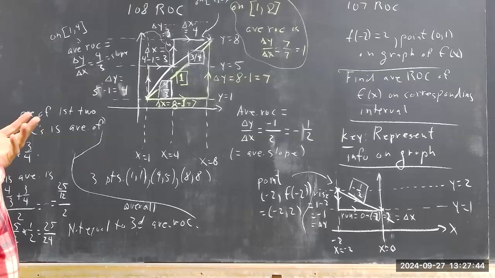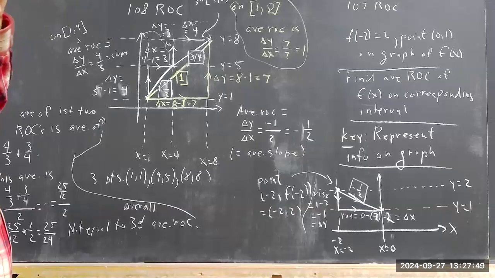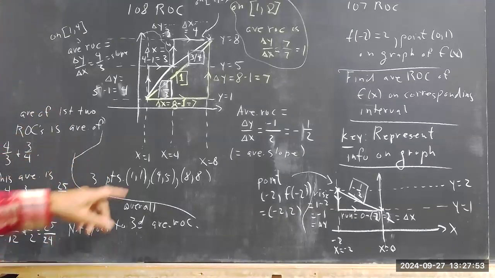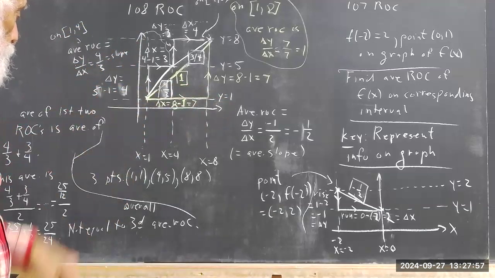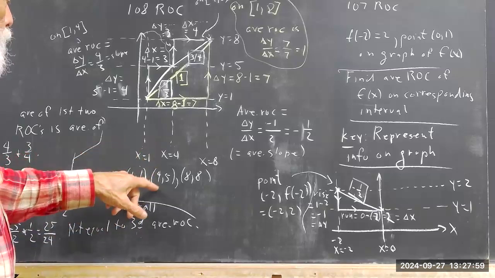Number 108. What are you given here? Yeah, you're given 3 points, sorry. Given 3 points. And they're at 1, 1. Here's x equals 1. Here's y equals 1. So there's a point 1, 1.